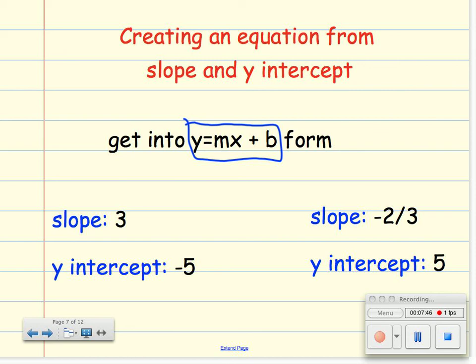Okay, this next example, we have a slope of negative 2/3 and a y-int of 5. So again, I want it to look like this. Y equals mx plus b. M is my slope. B is my y-int. So I just plug this in there, and this in here. As easy as that, just plug it in. So I say y is equal to negative 2/3 x plus my y-intercept, which is 5.